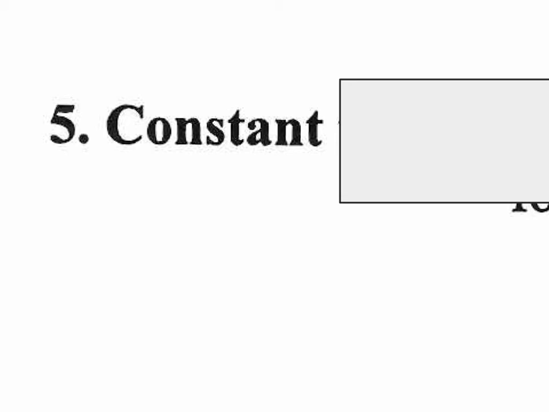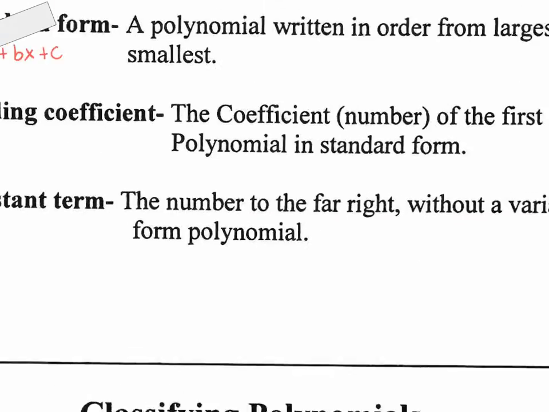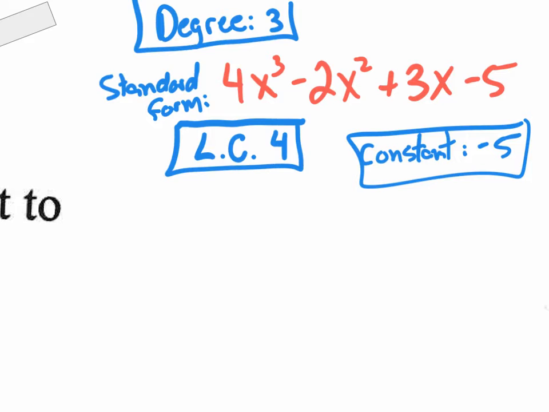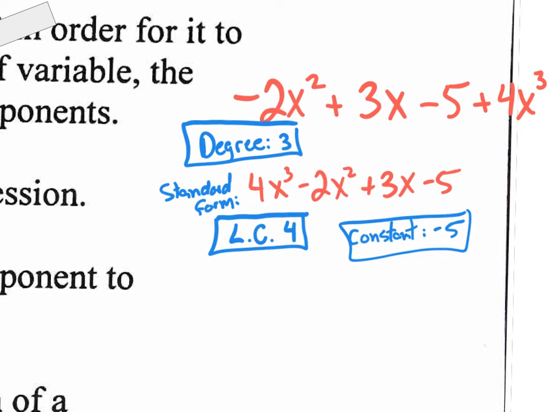So what is the constant term of the example that we have here? -5. Everybody write that down, please. Constant is -5. So these are all the different vocab words that we have, and there is, I believe, one question on the final where they tell you to rewrite your polynomial in standard form and then state your leading coefficient, your degree, and your constant term, which is a number out there without a variable.